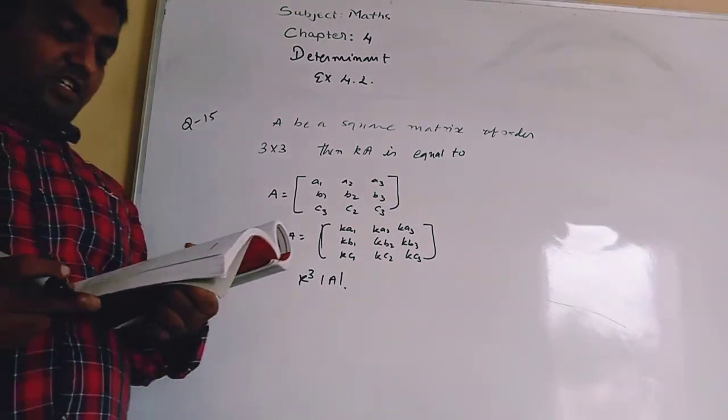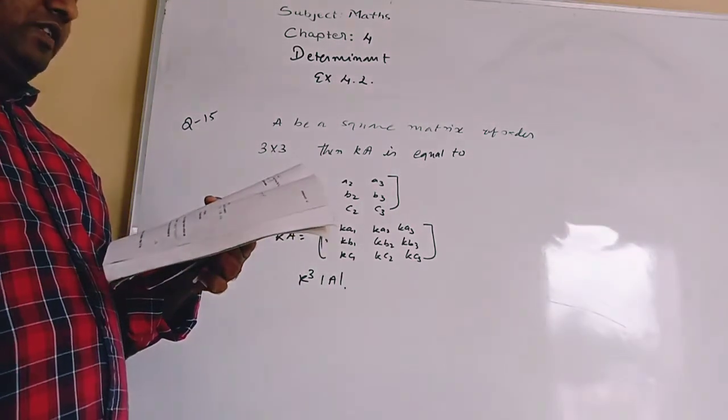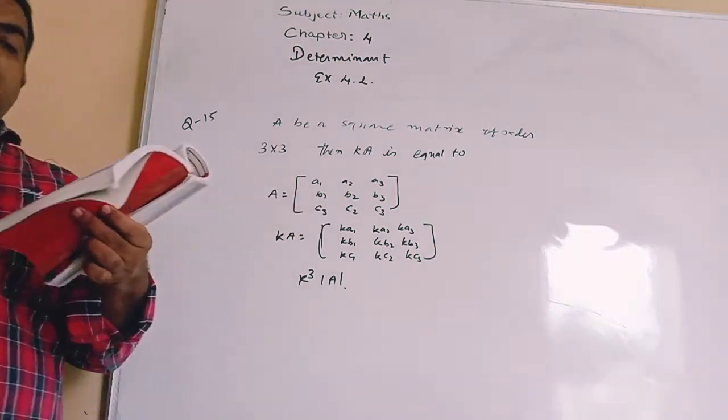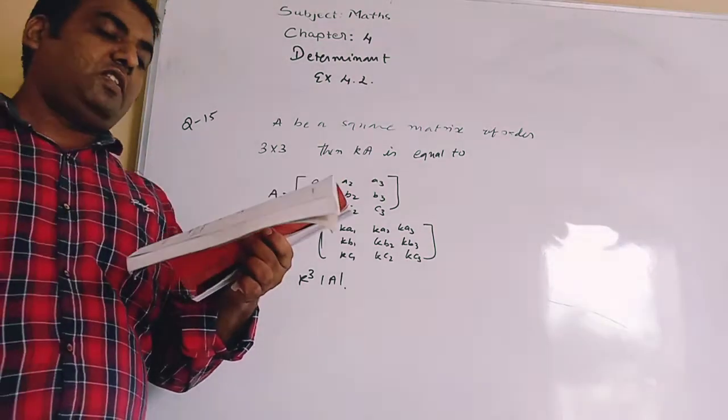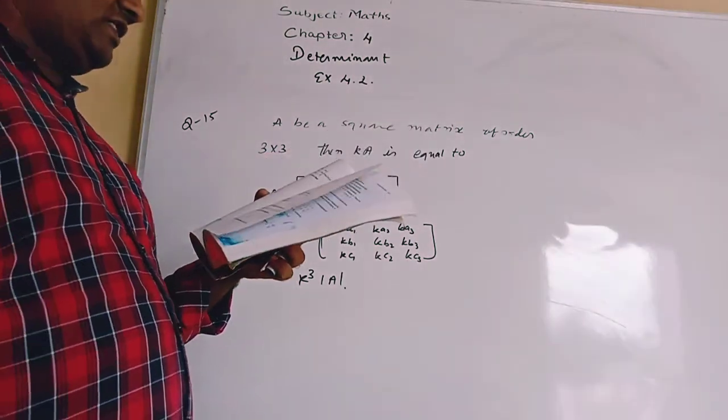Now we have the 16th question. Which of the following is correct? So determinant is a number associated with the square matrix. This is the correct statement.